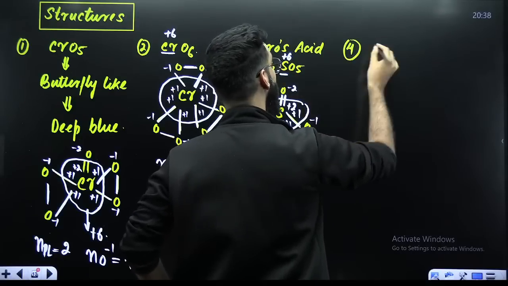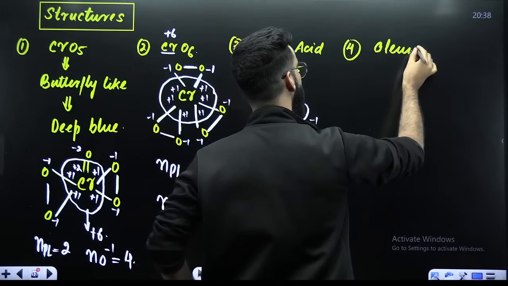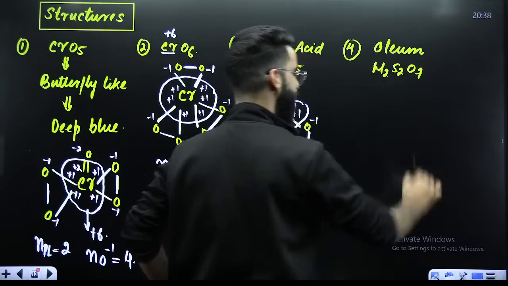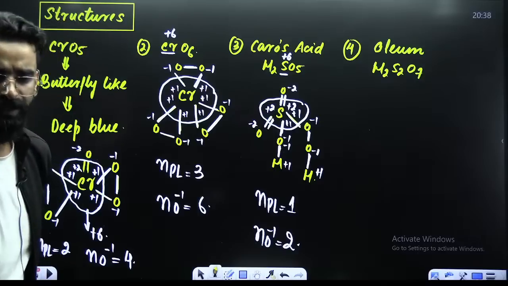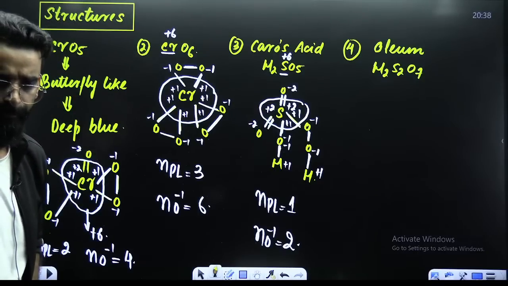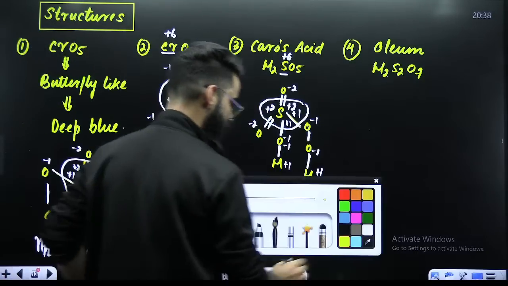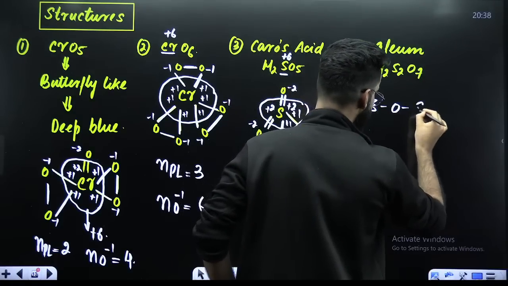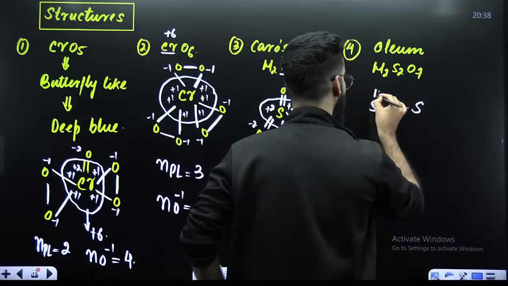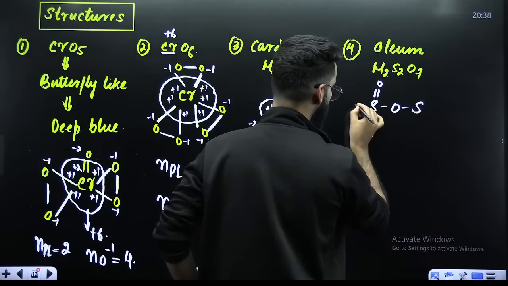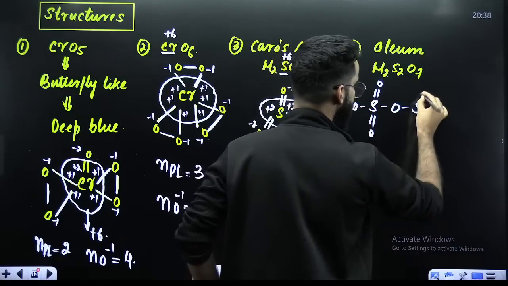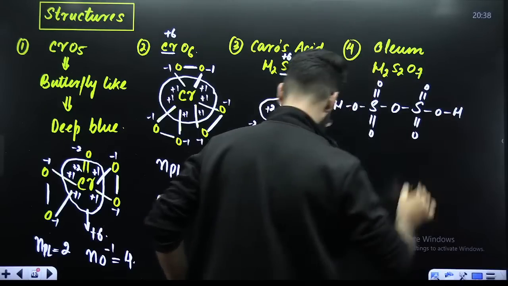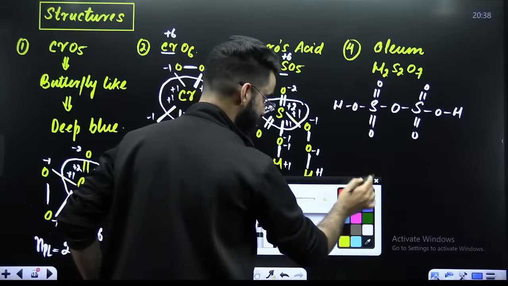The fourth one, you must have heard about oleum, right? What is the structure of oleum? H2S2O7. How does this oleum look like? Have a look. This is S-O-S, right? And here it's double bond O, oxygen attached with hydrogen, double bond O, oxygen attached with hydrogen. Okay, this is your H2S2O7.